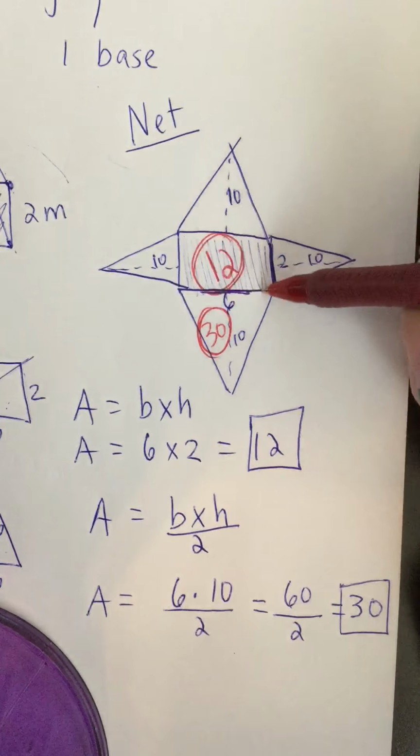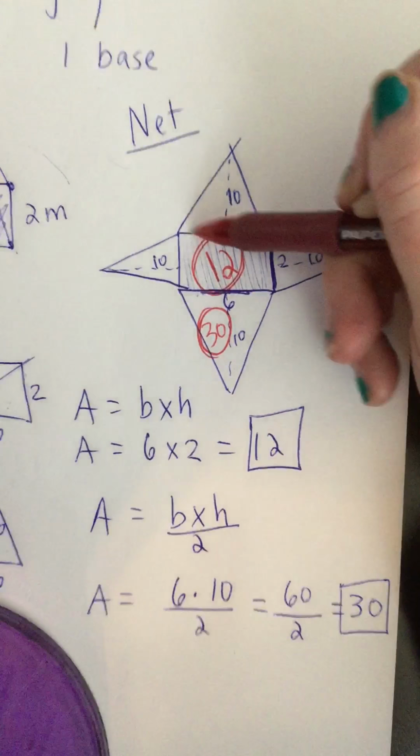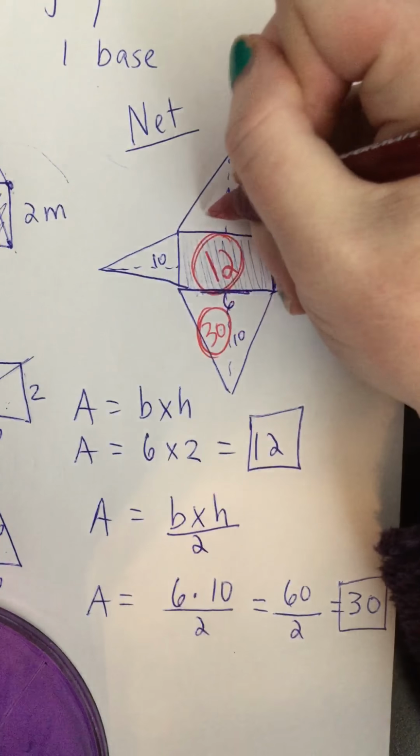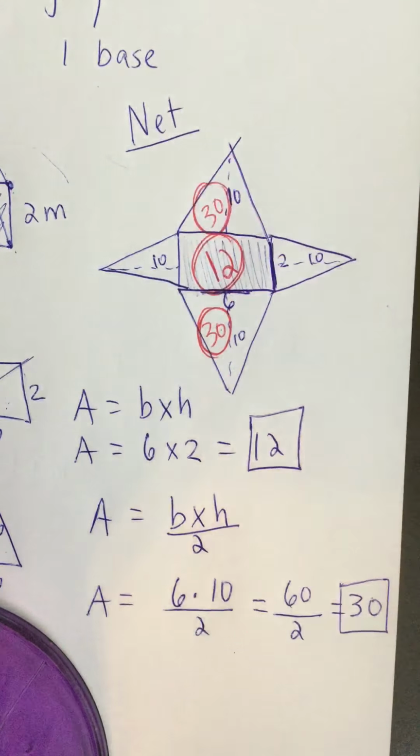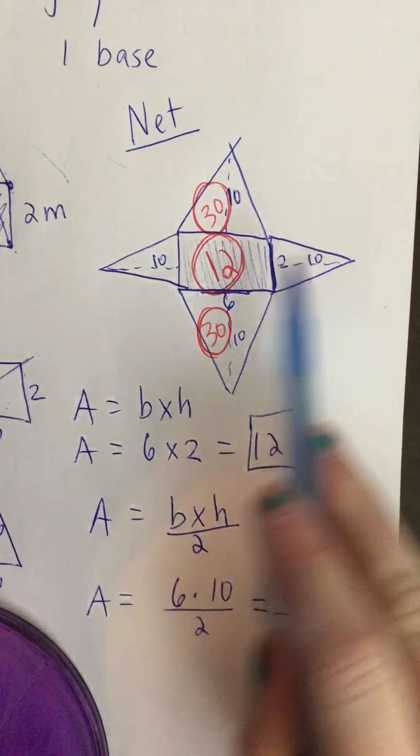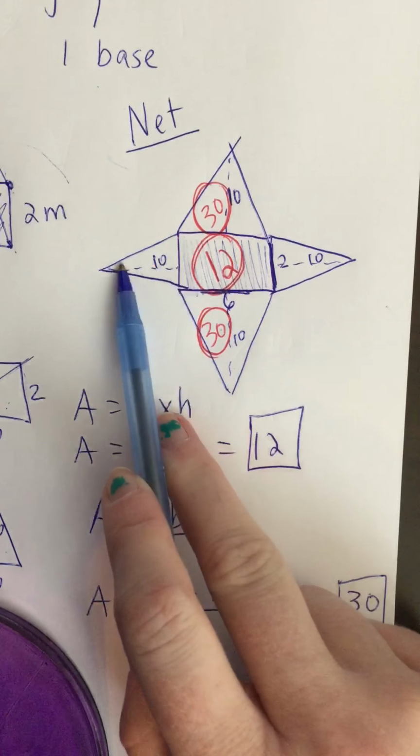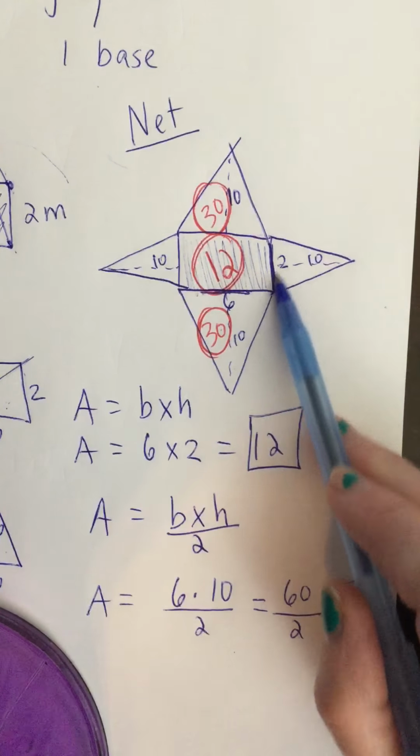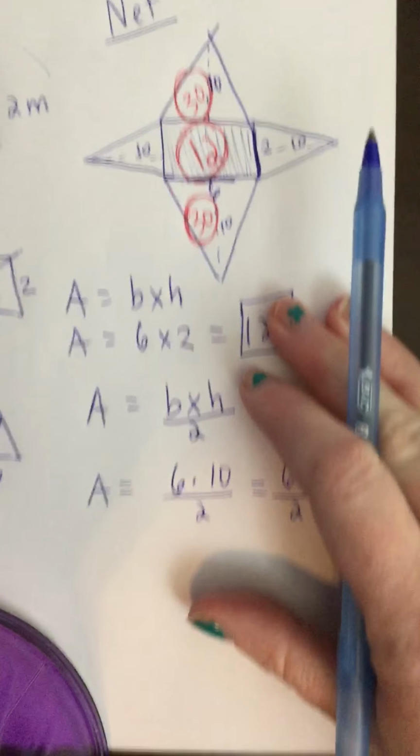Okay, so this is 6 by 10, and so is this one, 6 by 10. So I already found the area, it's 30. Okay, we just have one more triangle to do. This is a 2 by 10, and so is this. This is also 2 by 10. So I'm just going to do it one time. 2 by 10. Let's draw it.